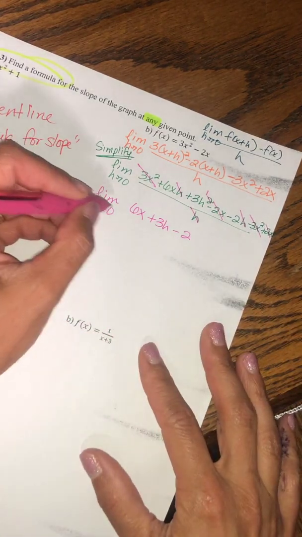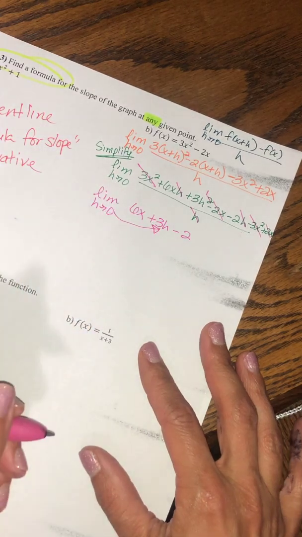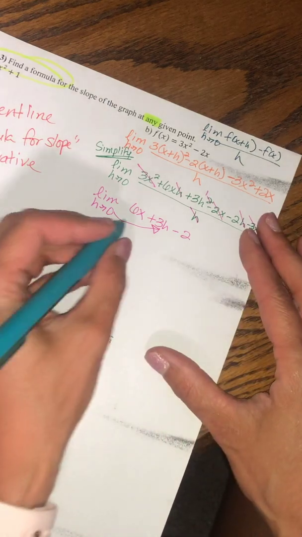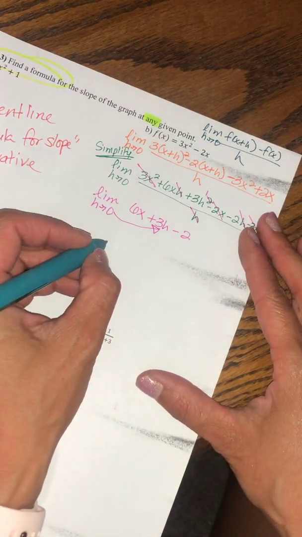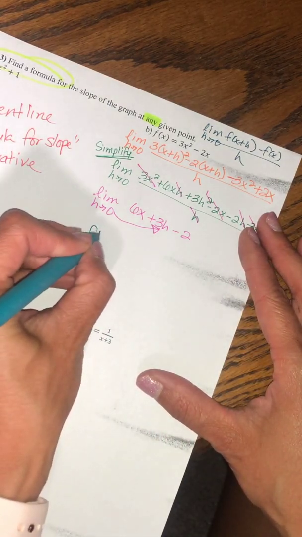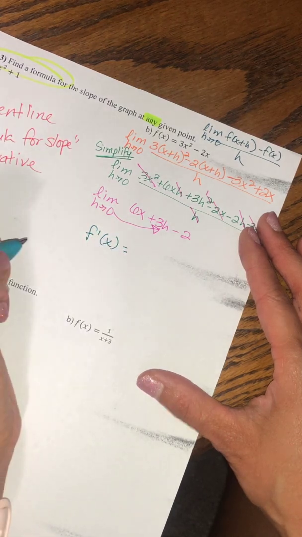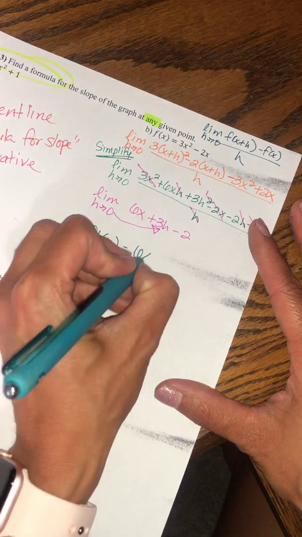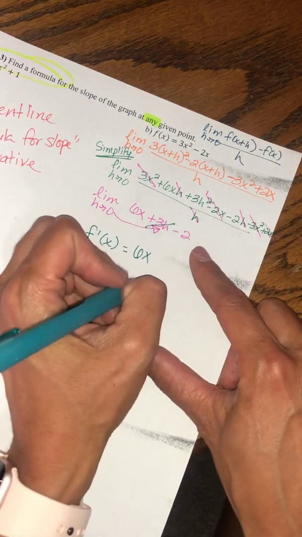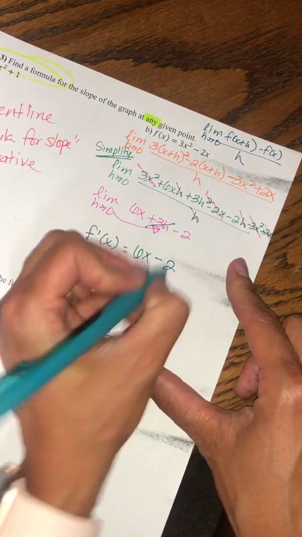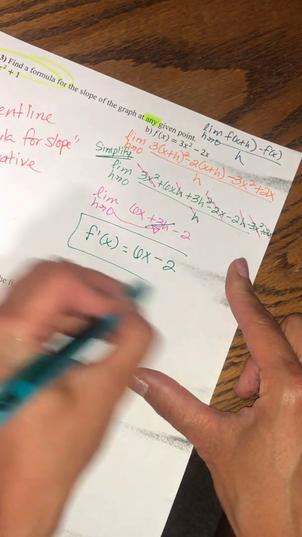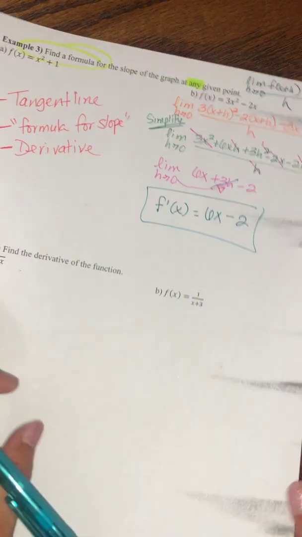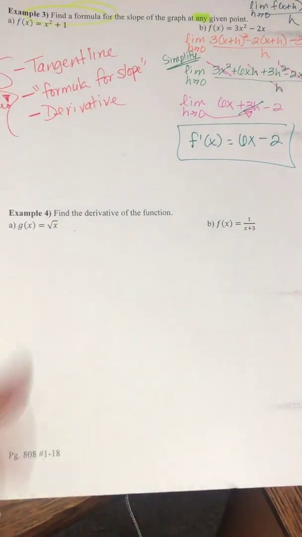Okay, now we can plug in the 0 for h. And we know that 0 times anything is 0, so that 3 gets wiped out. So my formula then is f prime of x, because that represents the derivative, because that's what we're finding. The formula for the derivative is 6x, that's going to go to 0, and then minus 2. There's our formula. Isn't that so easy, guys? It's just algebra.